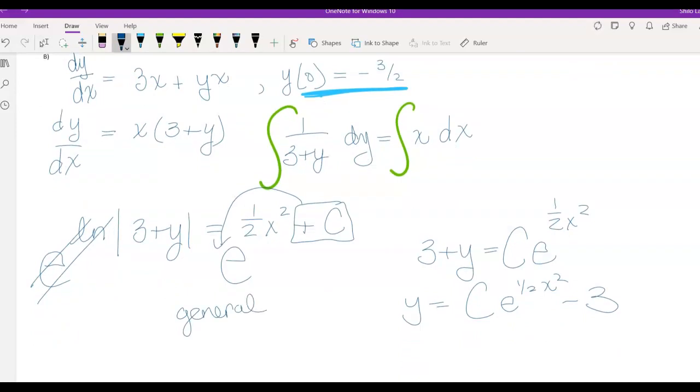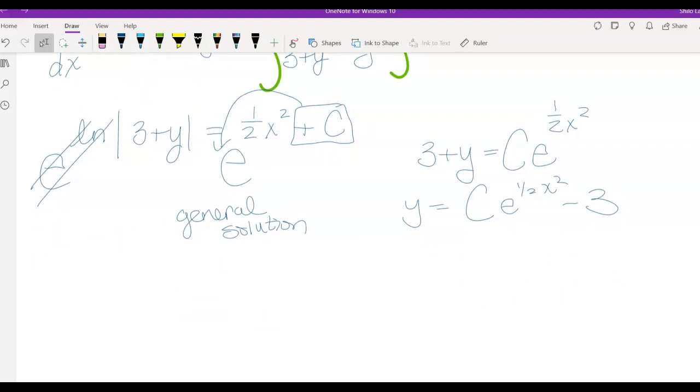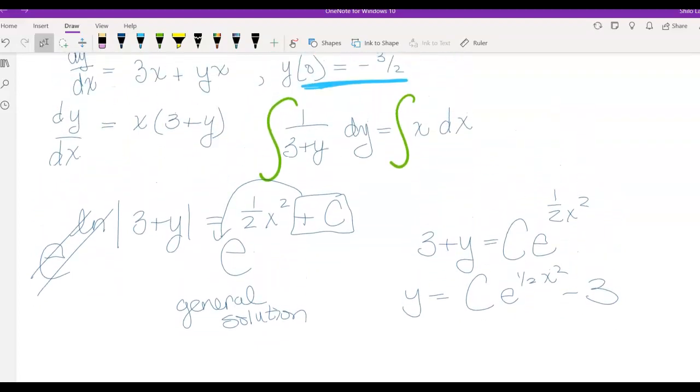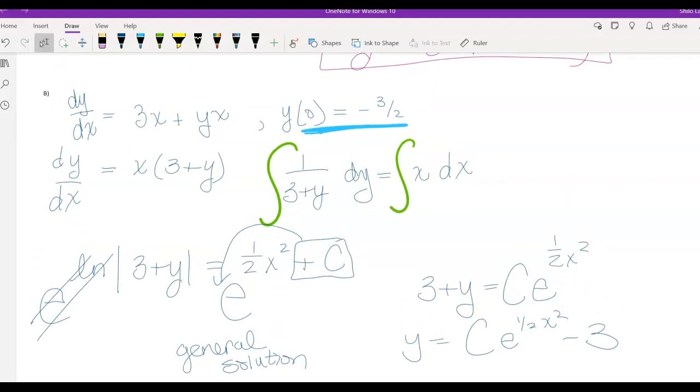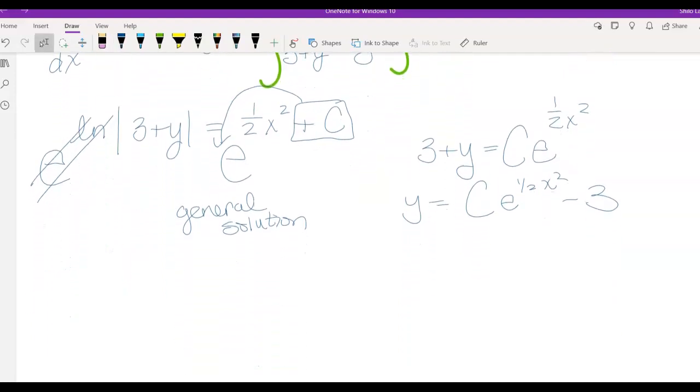Our general solution is y is equal to c times e to the power of 1/2 times x squared, and then minus 3. We were asked to solve the initial value problem, which is the same as finding a particular solution. So we need to solve for that c value, knowing that when we plug 0 in for x, we should get back negative 3 halves for y. So that's the next thing we need to do, is plug in those values. When we have 0 for x, we should get back -3/2 for y.